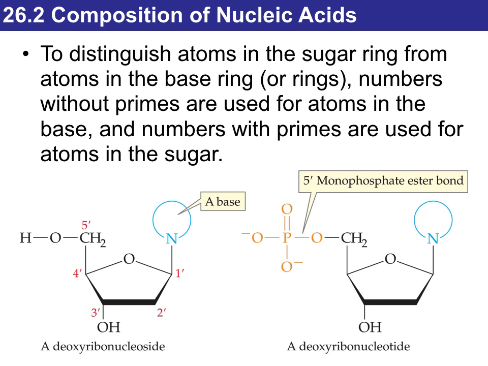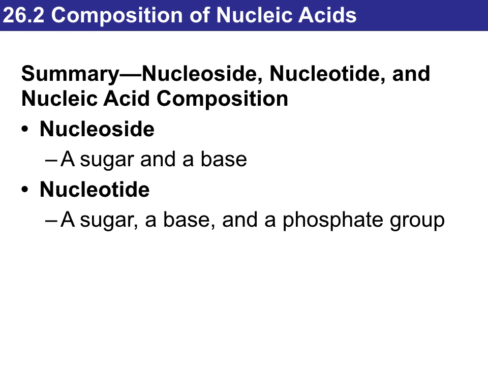Looking here on the left at the deoxyribonucleoside, you see the nitrogen, that's the base, and then on the sugar you see 1', 2', 3', 4', 5'. That tells us that the phosphate group will be added to the 5' carbon atom that you have in the sugar. So, summary: a nucleoside is the sugar and the base. The nucleotide is the sugar, the base, and the phosphate group.